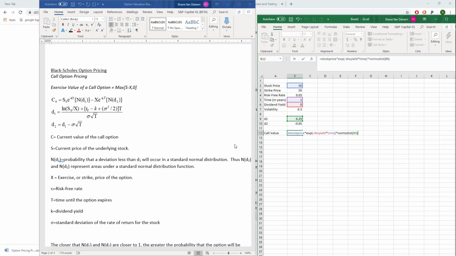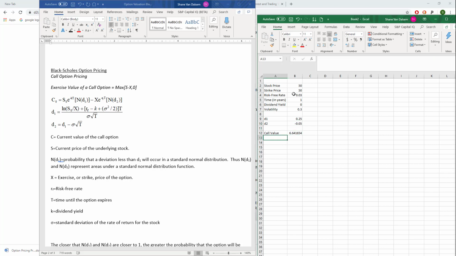Okay. So now I've got S e to the negative KT multiplied by N(D1) minus the strike price multiplied by EXP, negative risk-free, multiplied by time, multiplied by NORM.S.DIST, and D2. And that is our call value formula. Okay. So our call value in this case is $6.64.